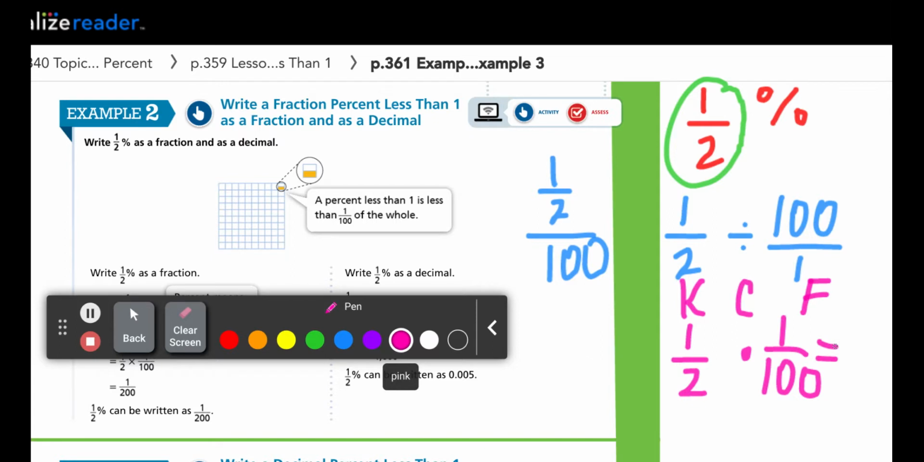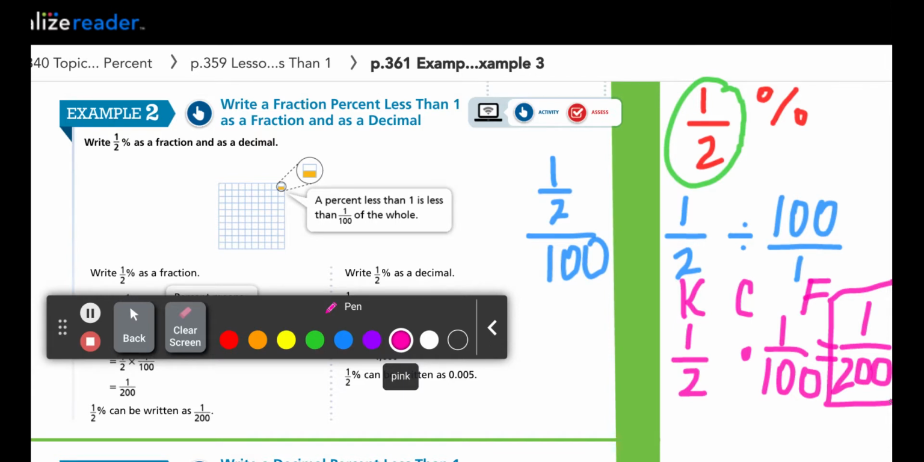Now we look to see, can we simplify before multiplying here? Nope, but we can multiply straight across. 1 times 1 is 1. 2 times 100 is 200. So 1/2 of a percent is the same thing as 1 over 200. Wow. 1 over 200. Okay.